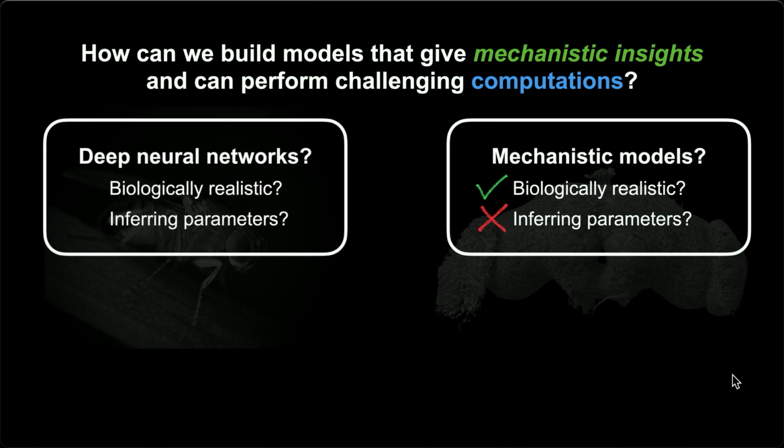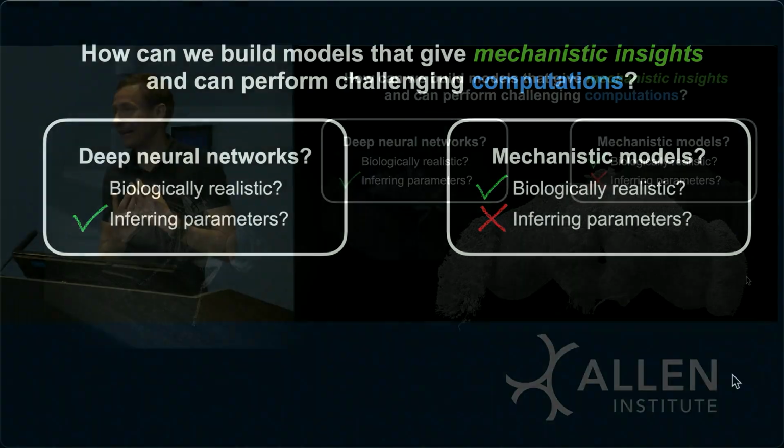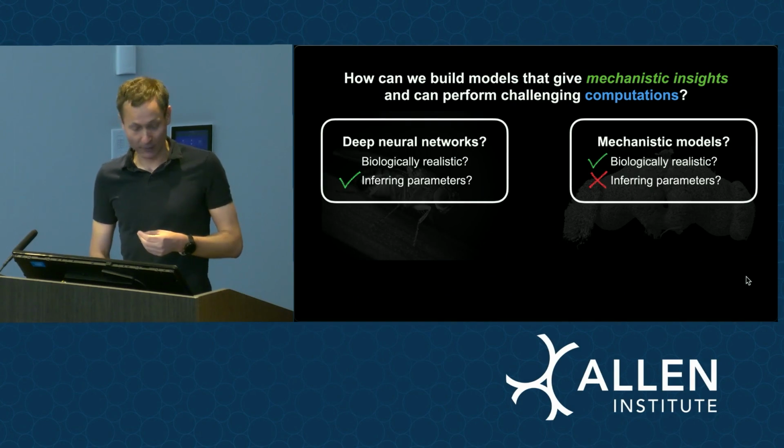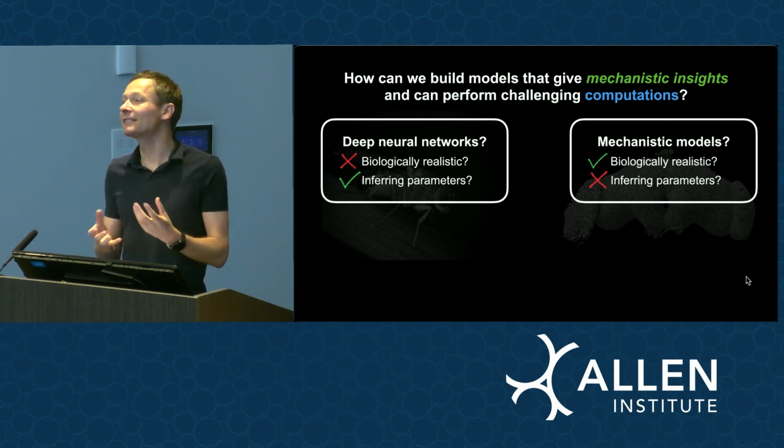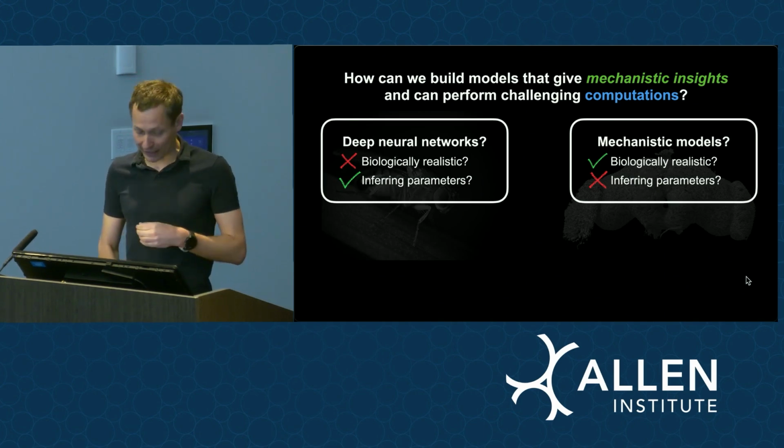On the other hand, there have obviously been great advances in machine learning, in particular in deep learning. And the great thing about these networks is that we have very effective ways to train them. And we can train them to do very challenging computations that are at a similar complexity as behavior might be, at least networks that can do the same tasks that animals can do. On the other hand, deep neural networks typically forego biological realism, so getting mechanistic insights from them can be much more challenging.